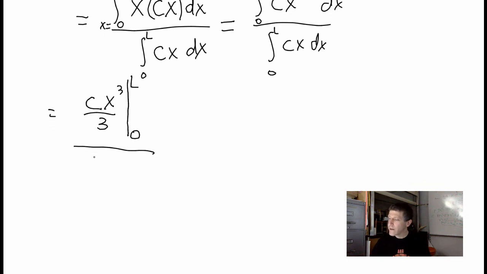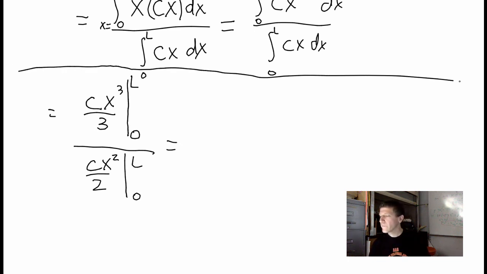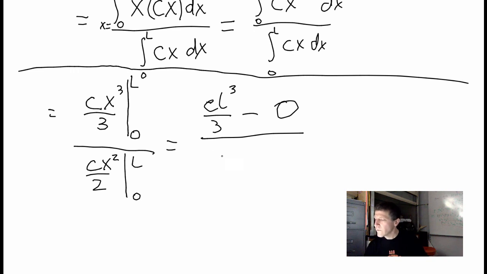Aha, so we got cx squared over 2, and we're again going to evaluate that from 0 to L. When you evaluate that, all that means is you plug in L, and let me put this line here so we can keep that separate. You plug in L, that'll just give us CL cubed over 3, minus, you plug in 0, what do you get? You're going to get 0. So cool, that's going to be easy. Same thing over here. We're going to get CL squared over 2, and then minus 0.